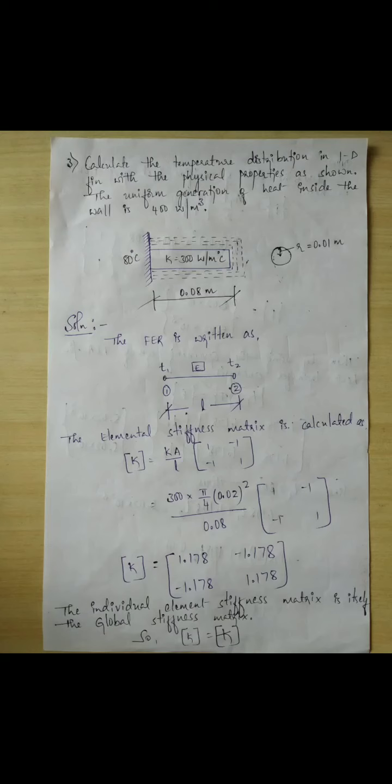After discussing two problems on heat transfer analysis on a particular structural member, now in this class we are going to discuss another problem on thermal analysis or heat transfer analysis. I will read out the problem. Calculate the temperature distribution in a 1D fin with the physical properties as shown. The uniform generation of heat inside the wall is 400 watt per meter cube.